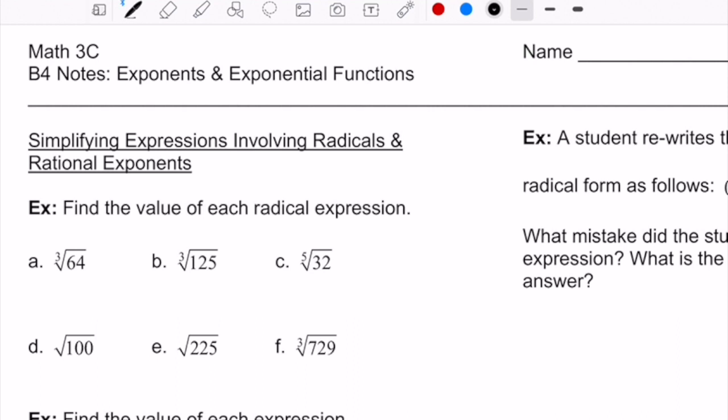All right, so the B4 notes look at exponents and exponential functions. This first section is just a review of simplifying expressions that involve radicals. The cube root of 64 means what number do you multiply by itself 3 times to get back 64? And so the answer here is 4.